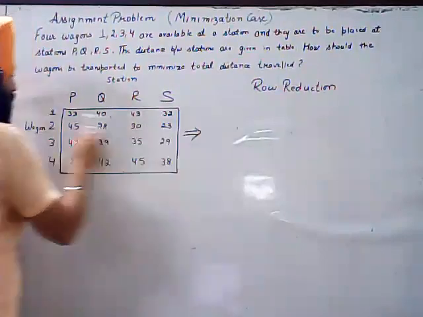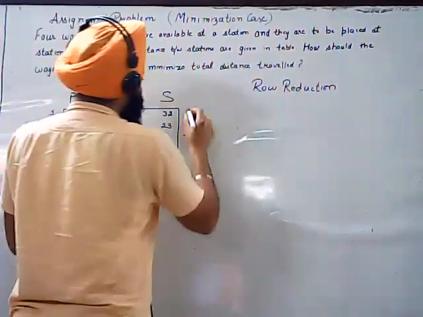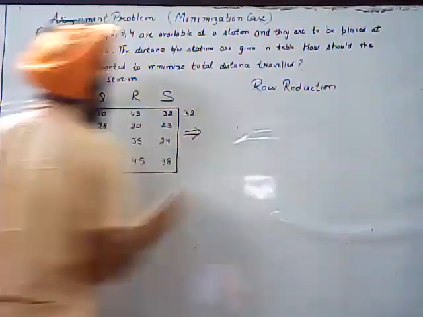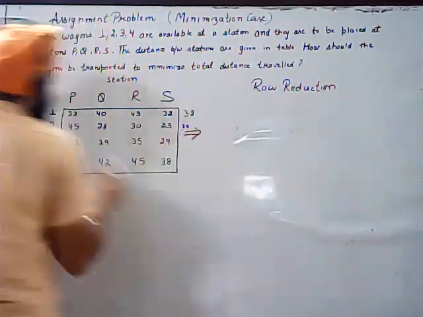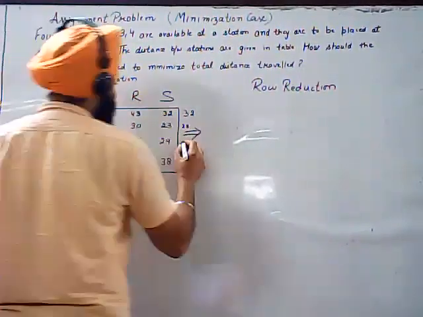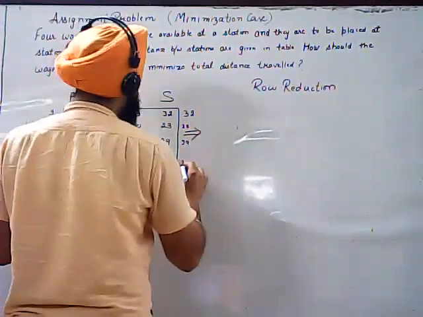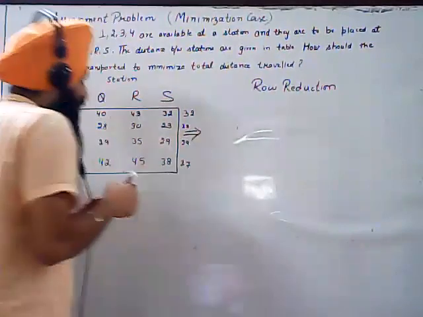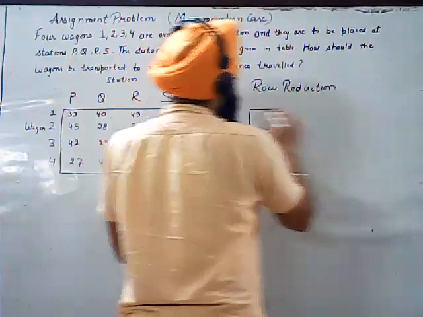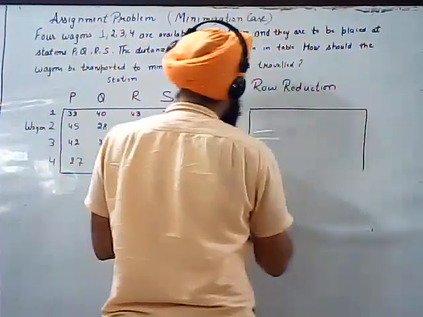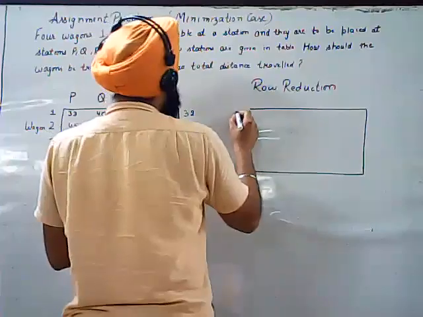The minimum element in the first row, from 32, 33, 40, 43 and 32, is 32. In the second row, the minimum element is 23. In the third row, the minimum element is 29. And in the fourth row, the minimum element is 27. So the first step is row reduction. In case of row reduction, we have to find the minimum element from each row and then we have to subtract that element from the entire row.